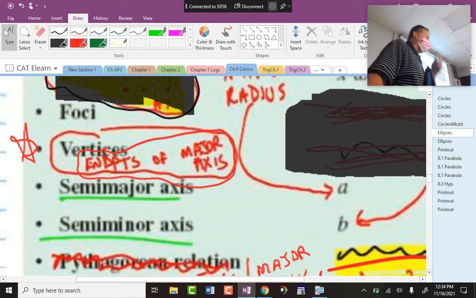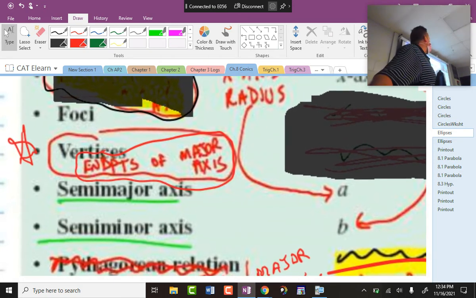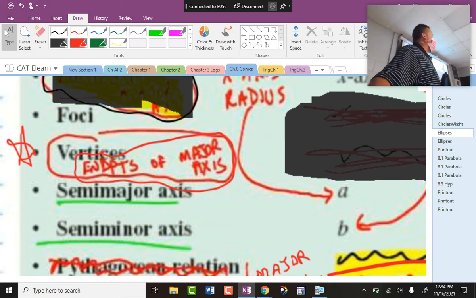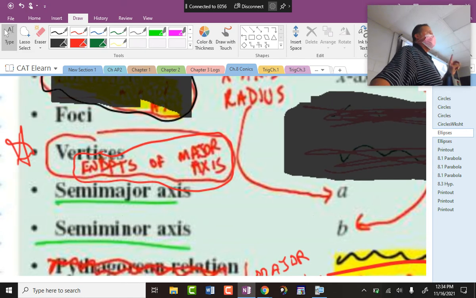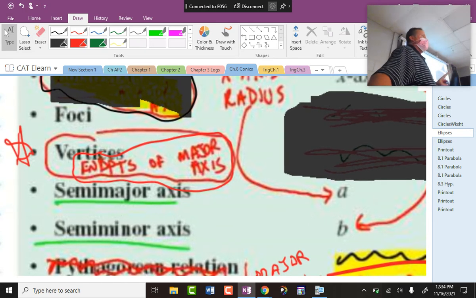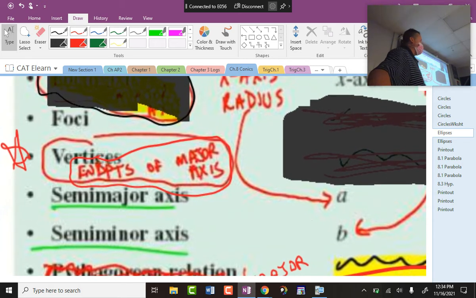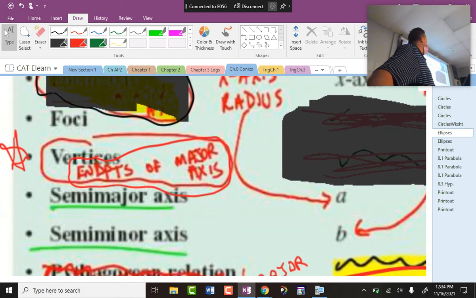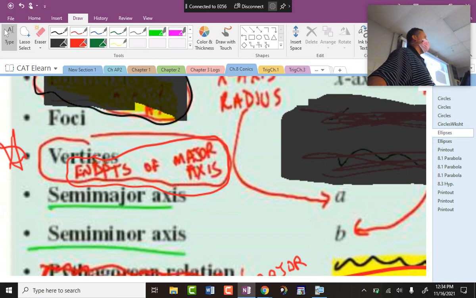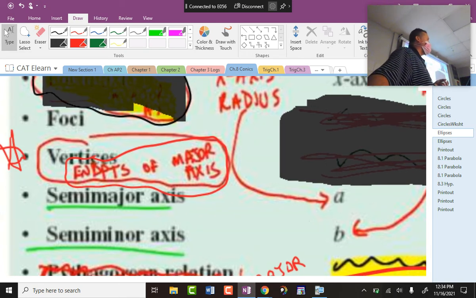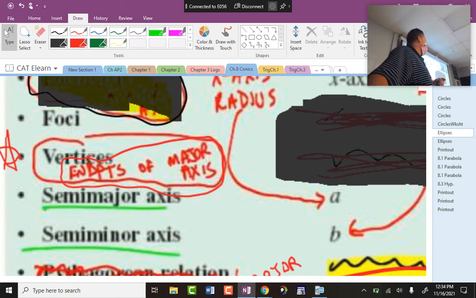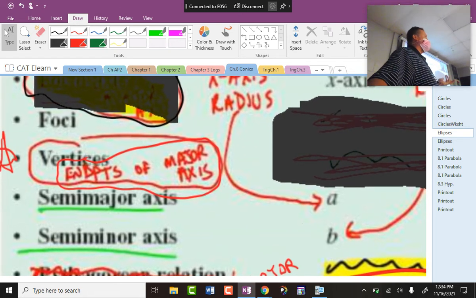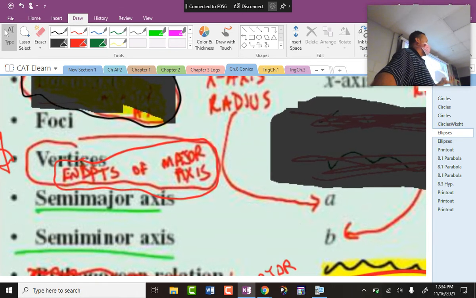Do write that down. Vertices are endpoints of the major axis. This can be very easy to find. You're going to do this by graphing and just counting. And I don't care about you formally writing semi-major axis. What does semi mean? What does that word mean in math? What fraction is that? Half. So it's half of the length of the major axis, which actually is your radius move.